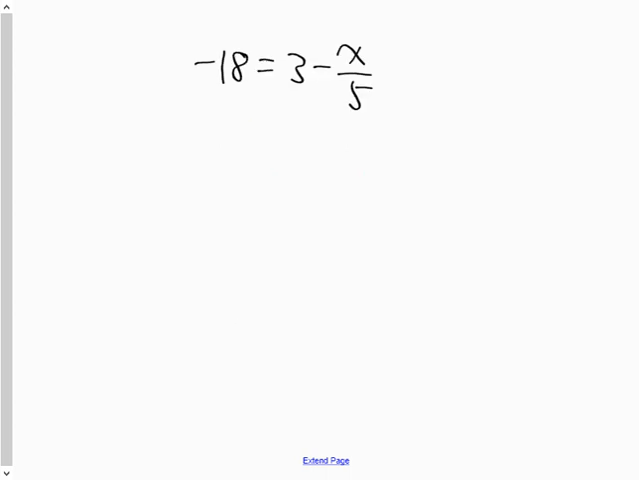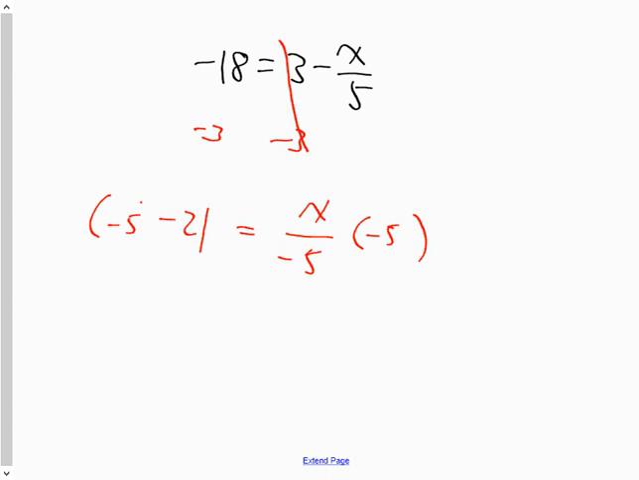Next question, constant's 3, so I'm going to subtract 3 from both sides. Remember we said leave your negative sign in your denominator, it's always easiest. Multiply both sides by negative 5, and x will equal a positive 105. 1 point for appropriate work, 1 point for the correct answer of 105.